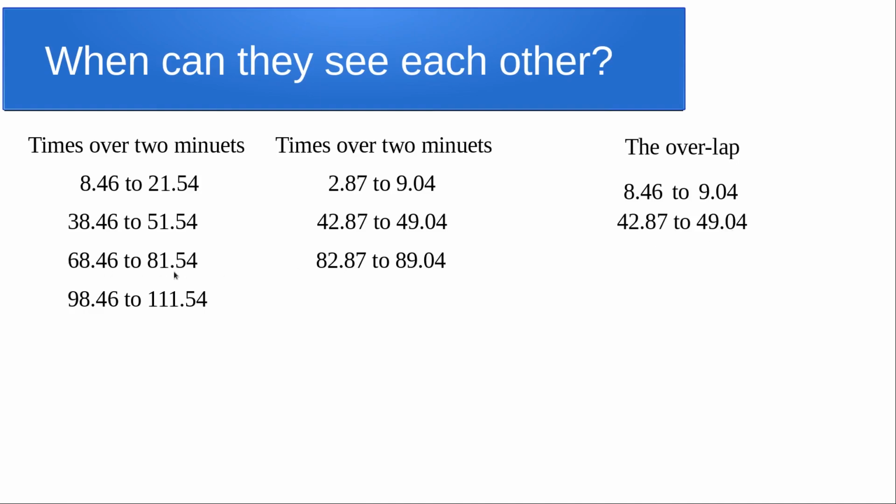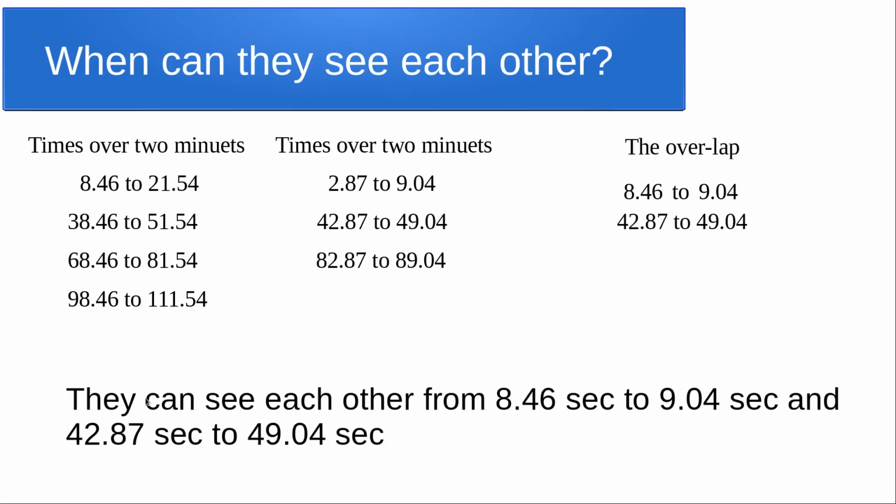Well, what about within here? Within here. Well, no, that 42 is outside, so 82 is outside this one, and it's also outside this one, and the 89 is outside this one and outside this one. So these are the only times. So it's important that we say at the end and put it in context, they can see each other from 8.46 seconds to 9.04 seconds, and from 42.87 seconds to 49.04 seconds.